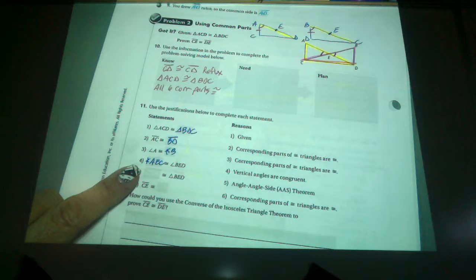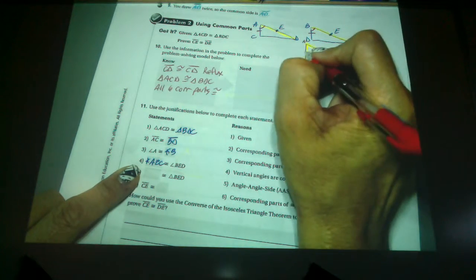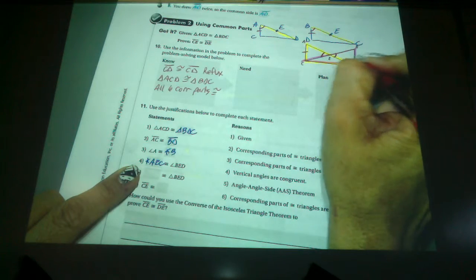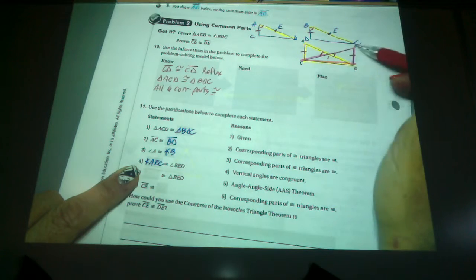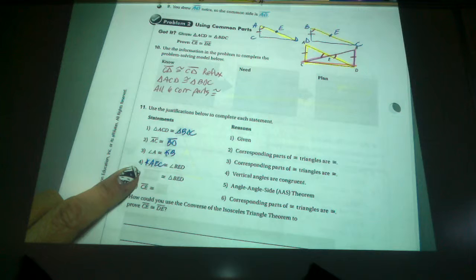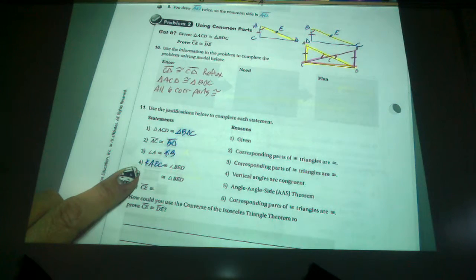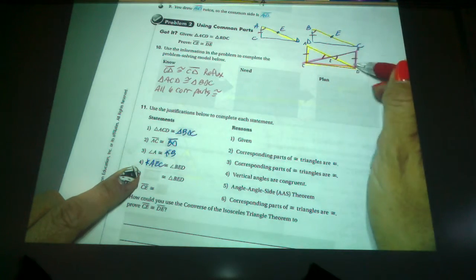Haven't they just created, very interesting in here, we've got this side AC, this side BD. Aren't they part of these two triangles here? Right? Okay. Have we proven those triangles congruent yet, though? Have we? These little triangles? No. So, let's see where they're going with it.